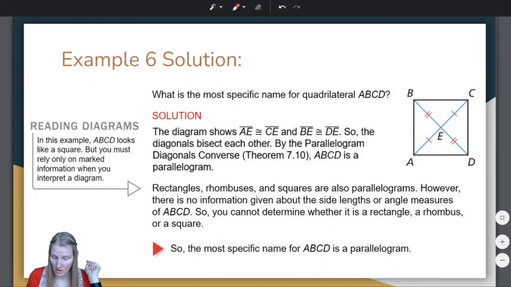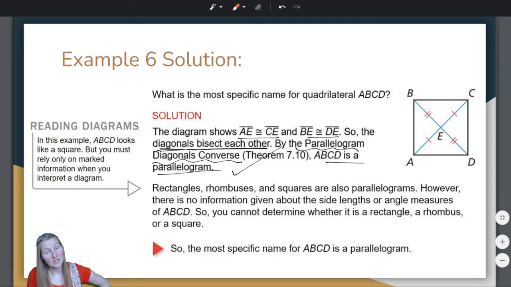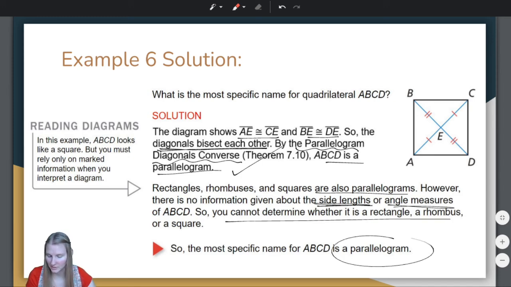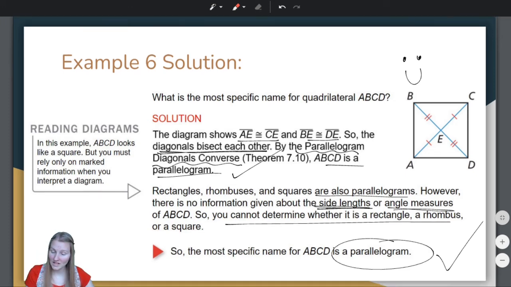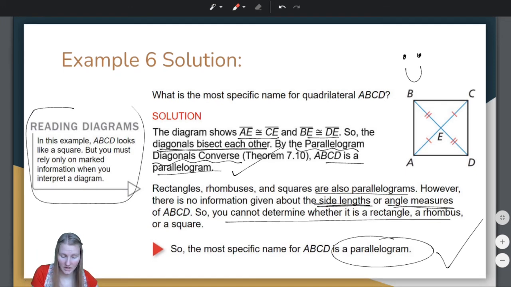The diagram shows that AC is congruent to CE, BE is congruent to DE, so the diagonals bisect each other. By the parallelogram diagonals converse, it's a parallelogram, we said that. Rectangles, rhombuses, and squares are also parallelograms, but there is no information about the side lengths or angle measures, so we cannot determine. Most specific name is a parallelogram. Booyah!